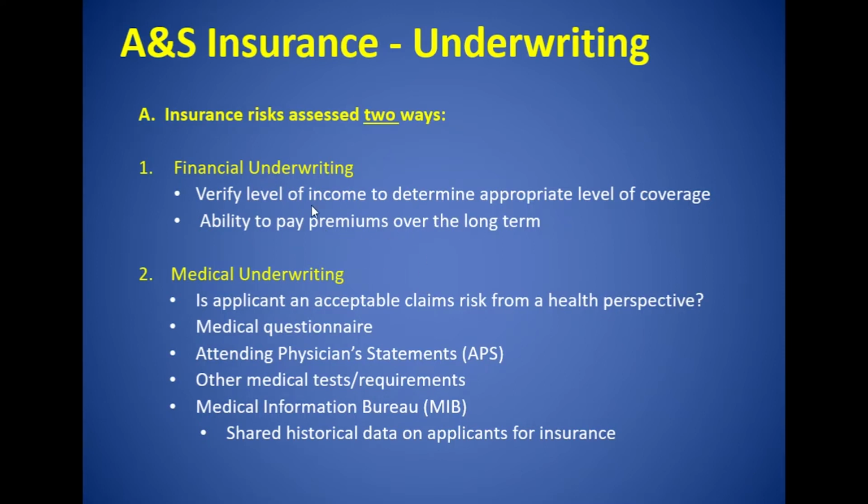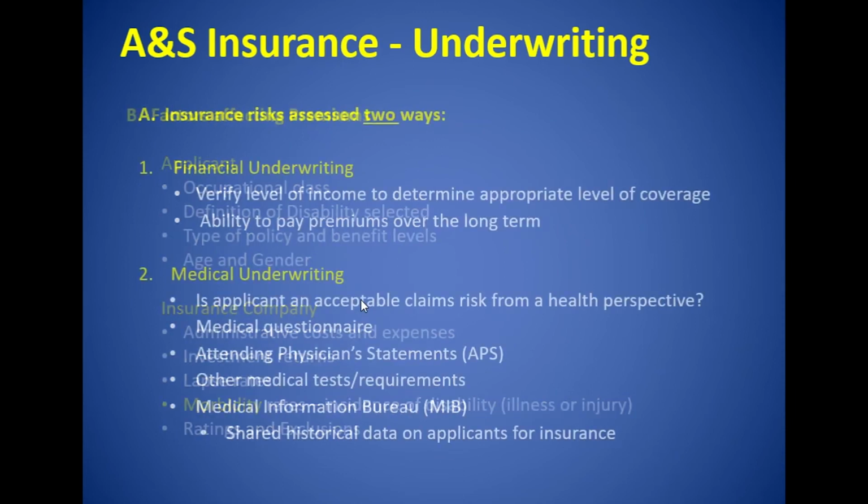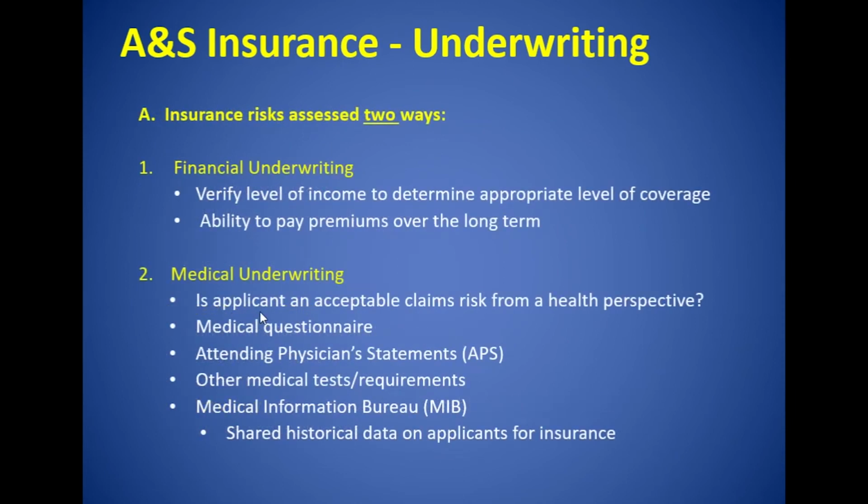The second type of underwriting is medical underwriting. Obviously this is important in that we want to determine if the applicant is an acceptable claims risk from a health perspective. And so the underwriter is going to look at all of the information that has been gathered from any medical questionnaires or medical questions that were posed to the applicant or the proposed life to be insured.